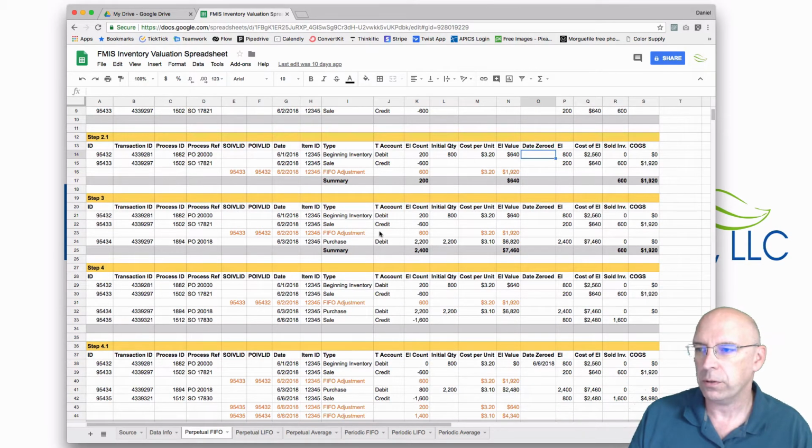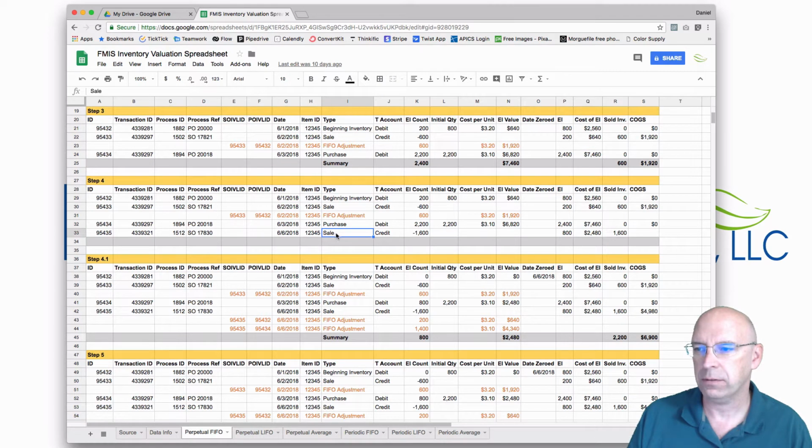The next thing that we do after that sale is we have a purchase, and we're going to bring in 2,200 items. That's going to raise our ending inventory count. We had 200 items for an ending inventory. We just brought in 2,200 items, and there is the value of the ending inventory that we have.